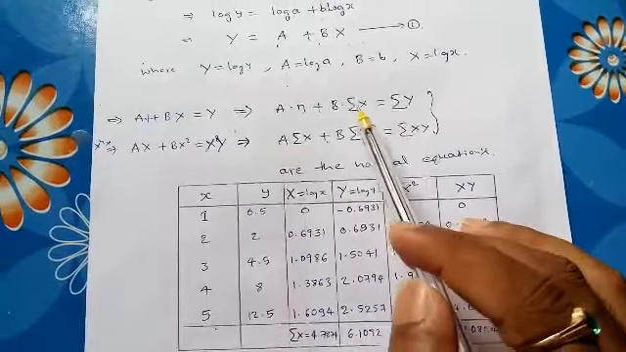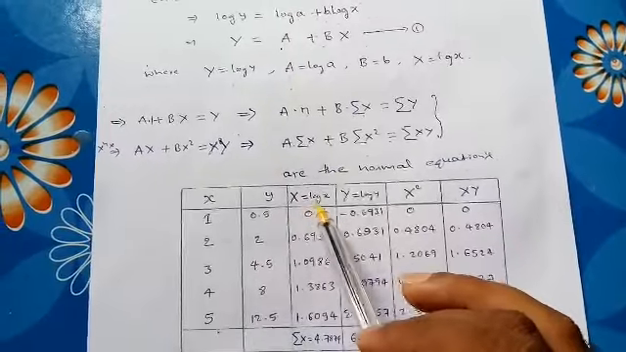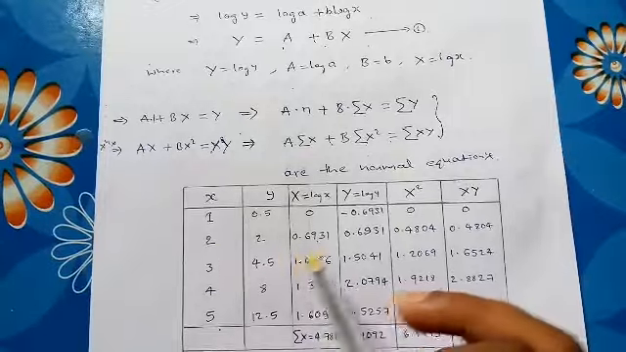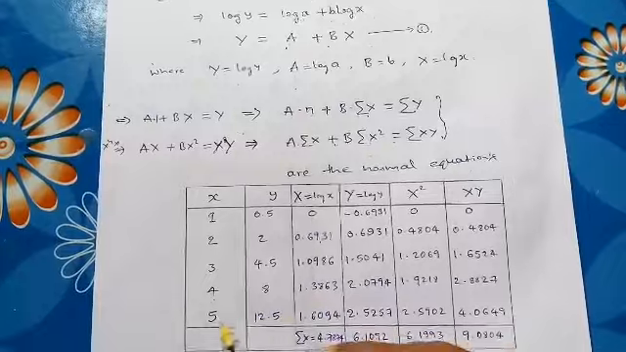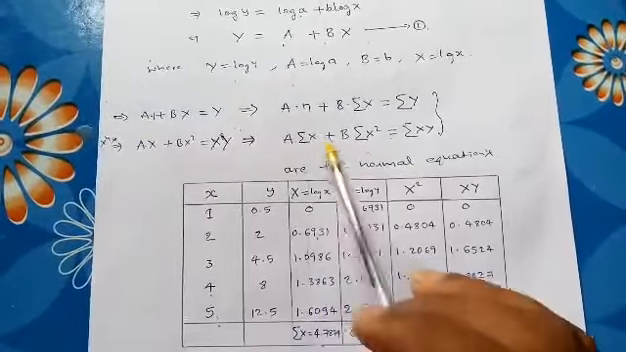Here we need summation of capital X. So first we have to find capital X. X equal to log x. Log of 1 is 0. Log of 2 is this one. Log of 3 is 1.0986. Log of 4, similarly log of 5, right on here. And find out their sum. We get summation of capital X.